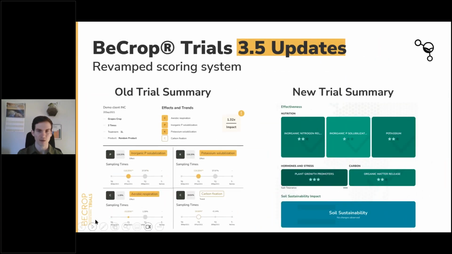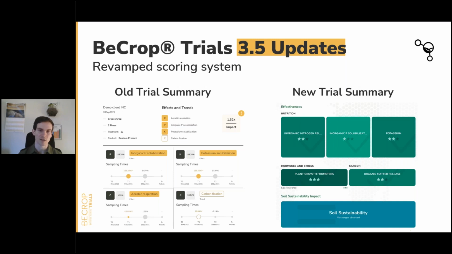So this is just a quick look at the old and new trial page. Again, the previous trial page highlighted the metrics that showed the most statistically significant differences. So again, highlighted or outlined in orange is where we're seeing statistical significance. Now we have a much more simple scoring system that also may lend itself more easily to adoption by marketing teams as far as communicating the claims and the data that shows product efficacy and performance.